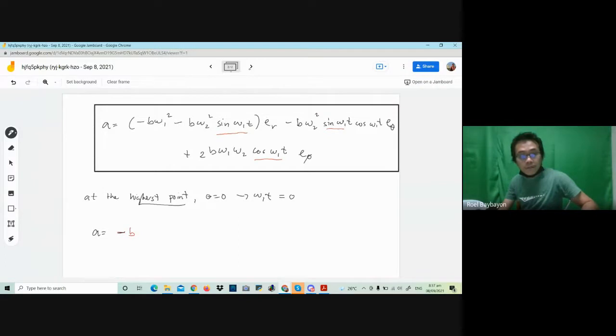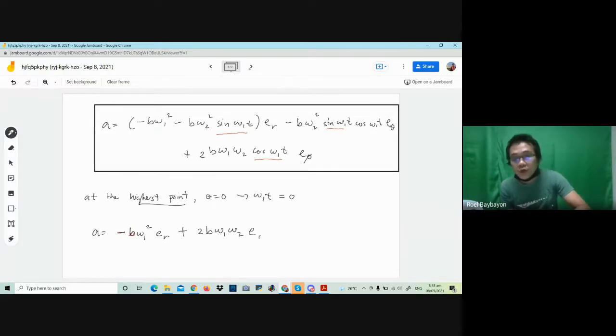Minus b omega 1 squared. Okay, for the second term, the radial direction, we have no theta part because sin omega 1 t is equal to 0. So the theta direction is zero. Plus 2b omega 1 omega 2 cosine 0, which is 1.